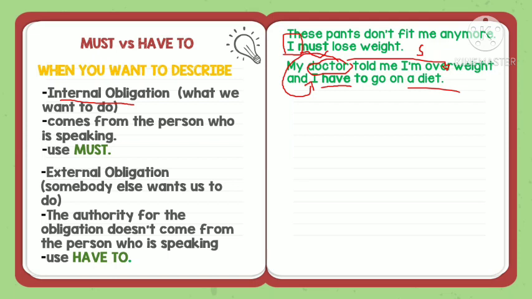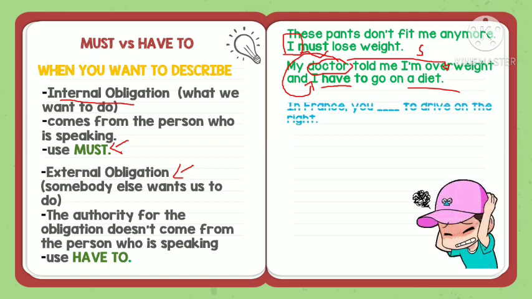Okay, that is the difference between must and have to, or internal or external obligation. Okay, obligation that comes from within, we use must. Okay, however, an obligation or a recommendation or advice coming from someone else, use have to.